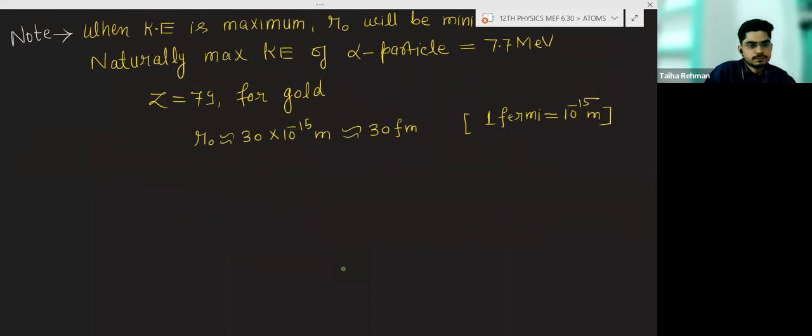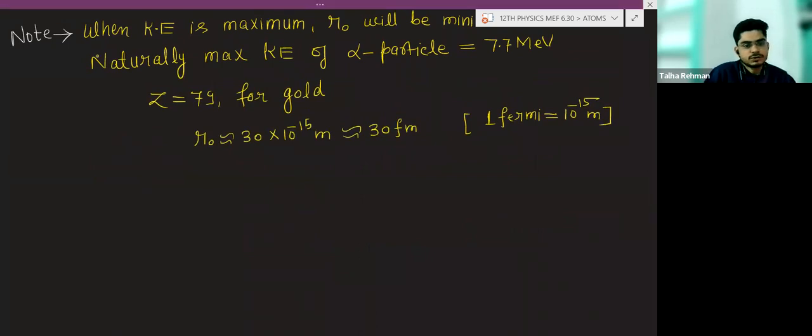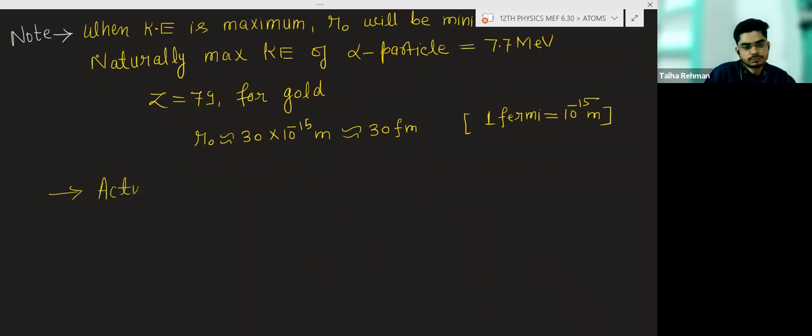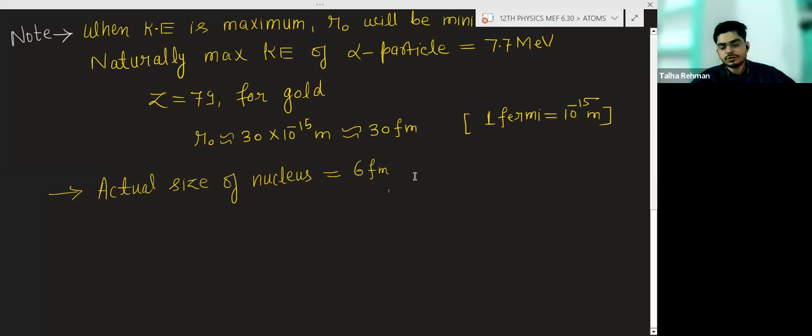One more thing, the actual size of the nucleus is equal to 6 Fermi. 6 Fermi means 6 into 10 to the power minus 15 meter.